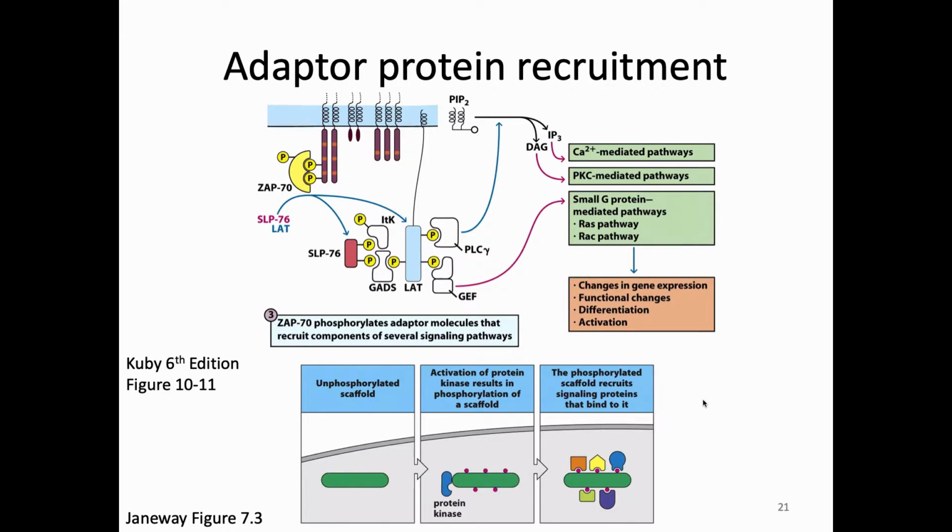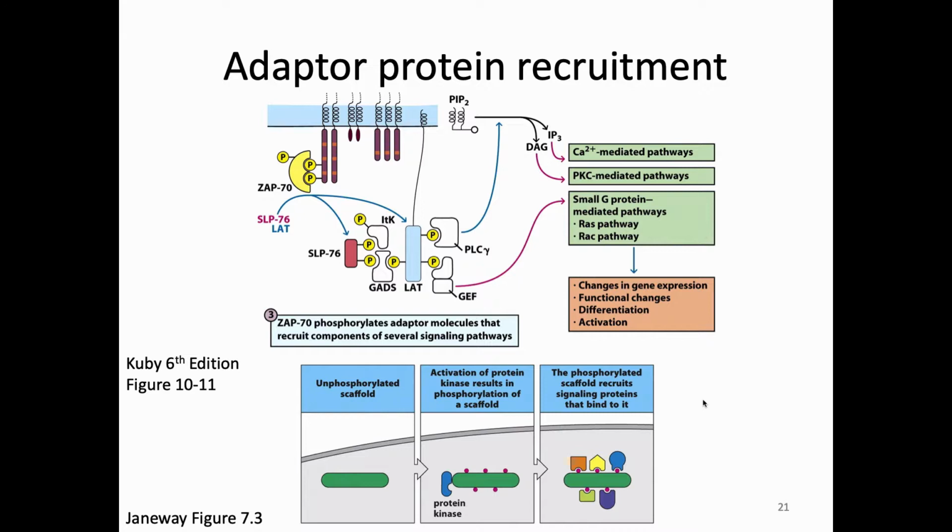And so at this point, we have our adapters. Here it's called a scaffold, but it's the same basic idea. They can get phosphorylated, and then they just have tons of binding sites. All sorts of proteins can bind, like you see here: this orange one, and this yellow one, and this blue one, and this purple one, and this yellow one.